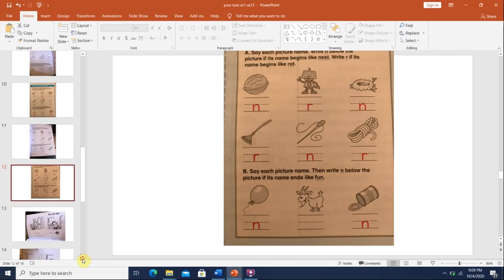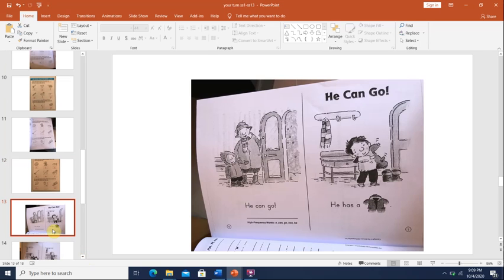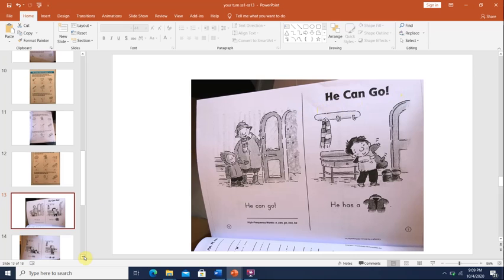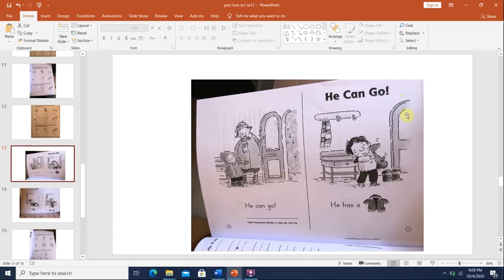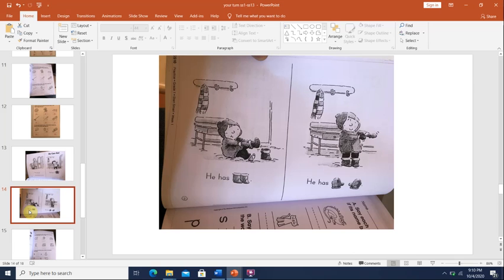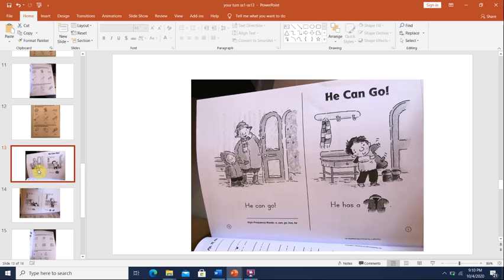Here we have another story for you so you can practice. Here you can recognize he, can, and go. These are words that you'll be seeing a lot in our stories. So the more you practice, the better you'll get. He can go. Remember, there's an exclamation. When you see an exclamation, you say the sentence with strong feeling. He can go. He has a coat. He has boots. He has mittens. He can go. All right?